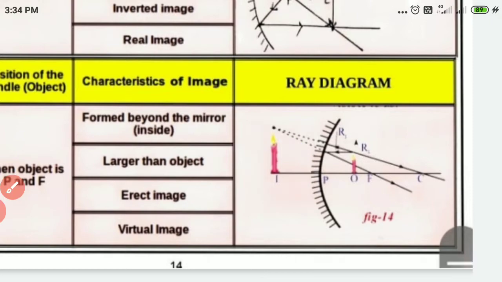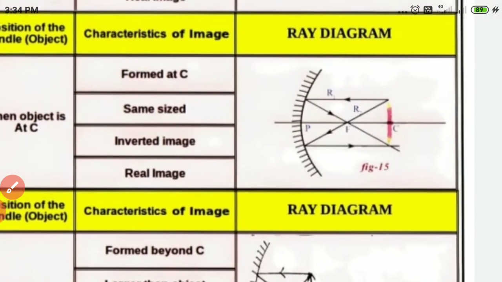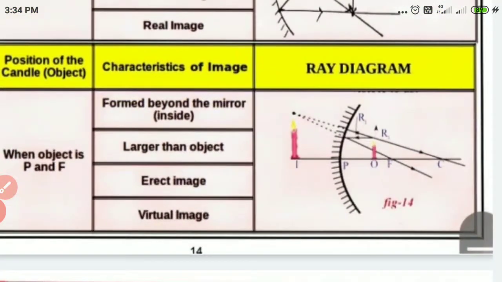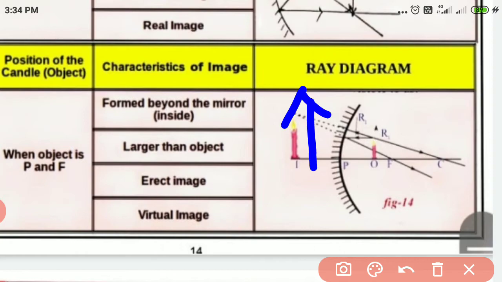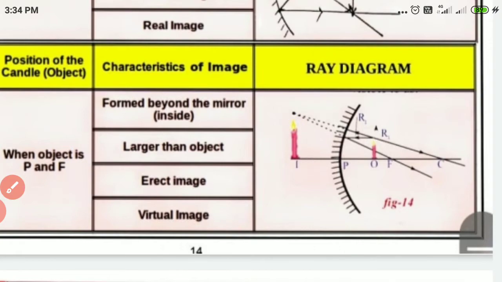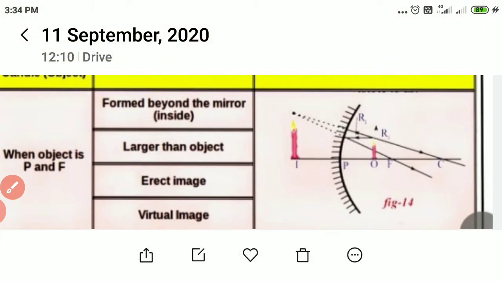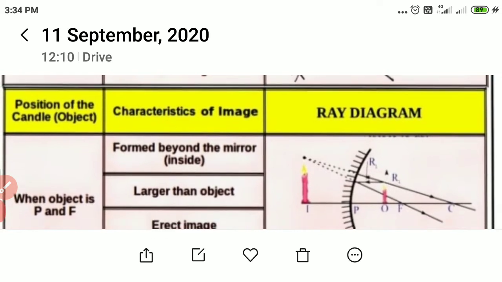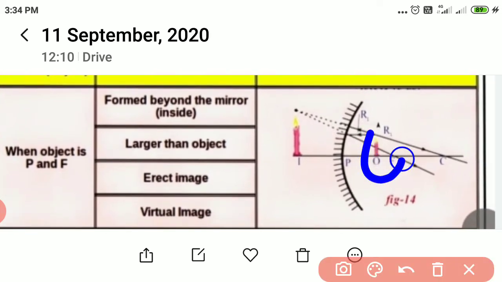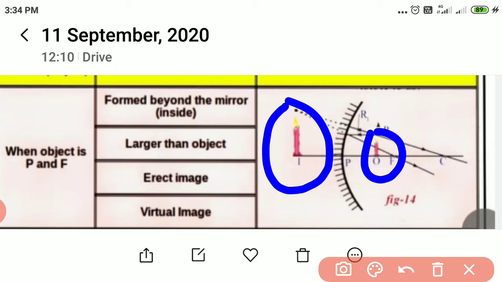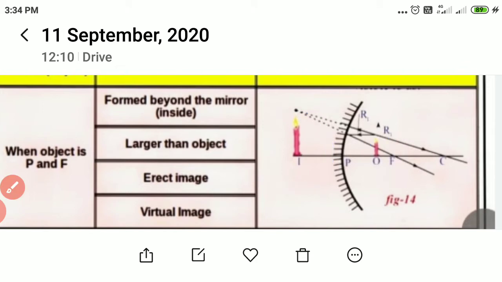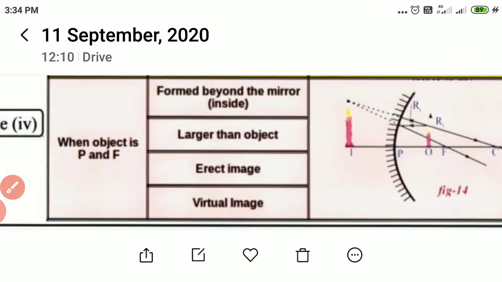See, when compared to all the remaining cases, only in this case the image is erect, and it is also an enlarged image. See the size of the object and see the size of the image. So it's an enlarged image. So now, let's see the characteristics.